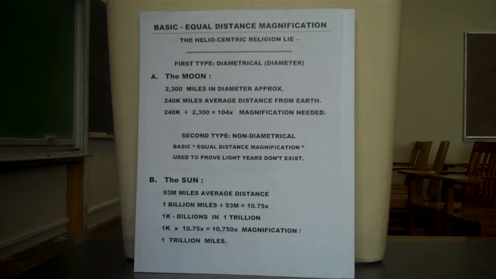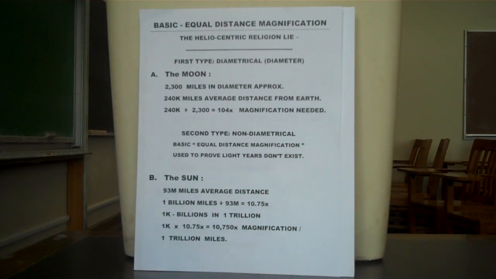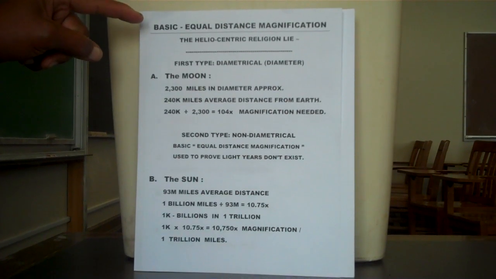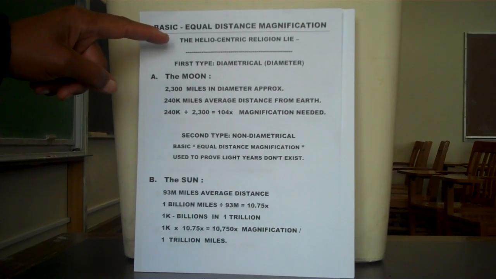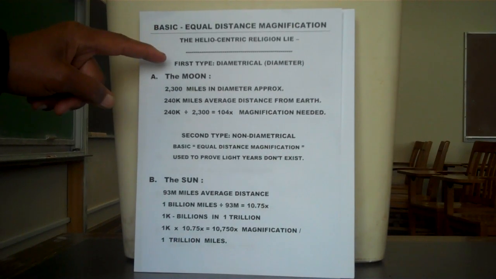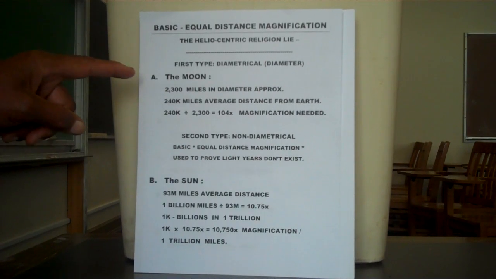Now, let's continue. This here is basic equal distance magnification, the heliocentric religion lie. The first type of equal distance magnification is diametrical, or diameter. We'll start with the moon.